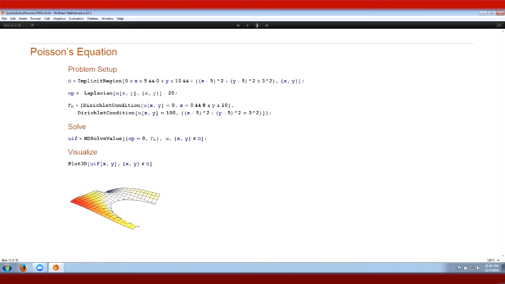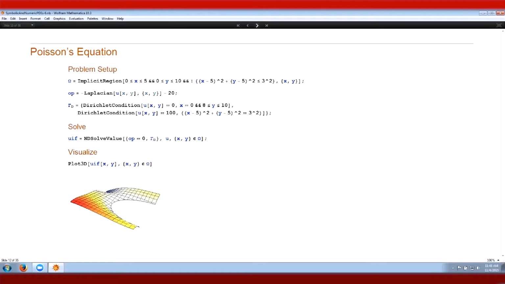Let's set up the problem. First, we specify an implicit region that models the exact region we've seen just now. The operator is a negative Laplacian of u minus 20, and in this first example, we specify that the Dirichlet condition u, the dependent variable, is set to 0 at x equals 0 and y is between 8 and 10. So that's the left and upper corner of the region we just saw.